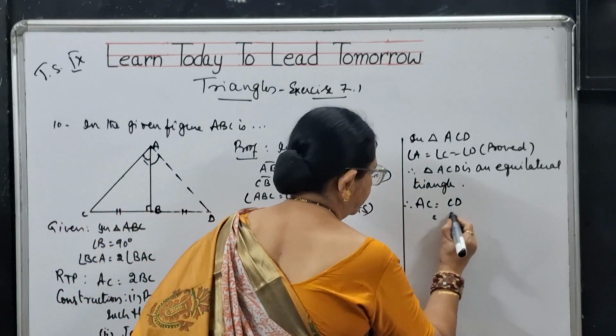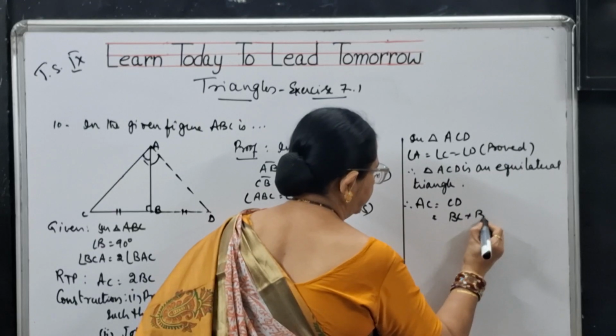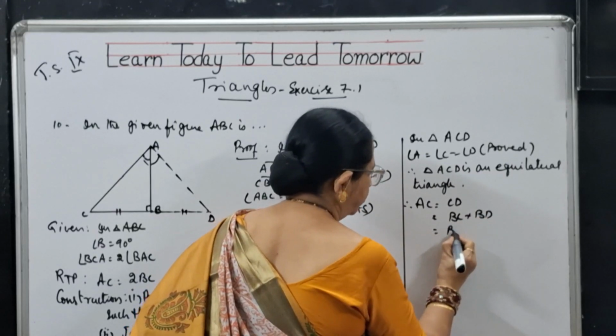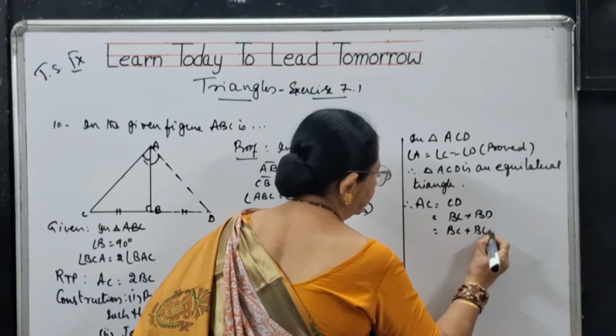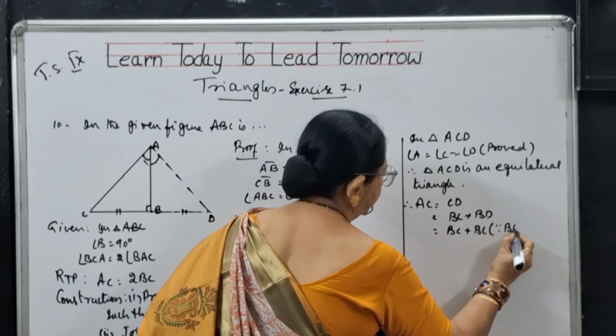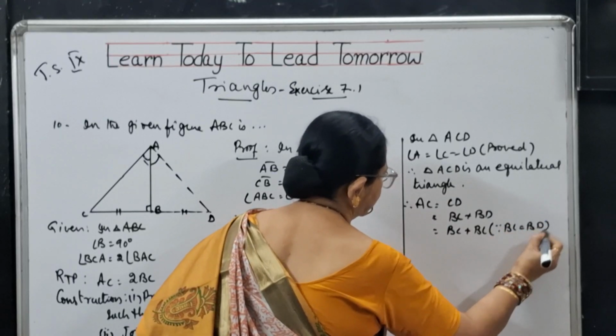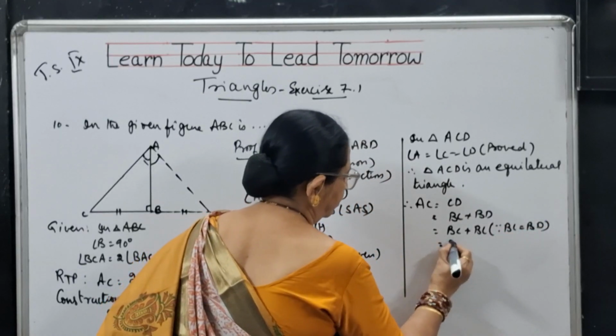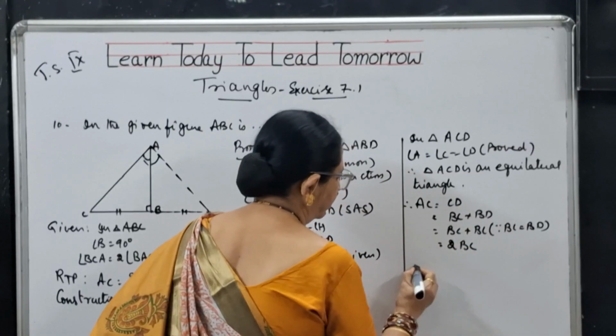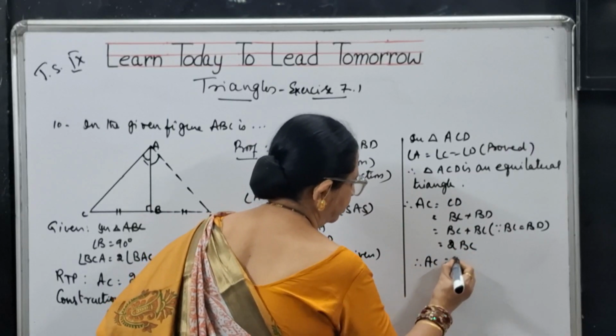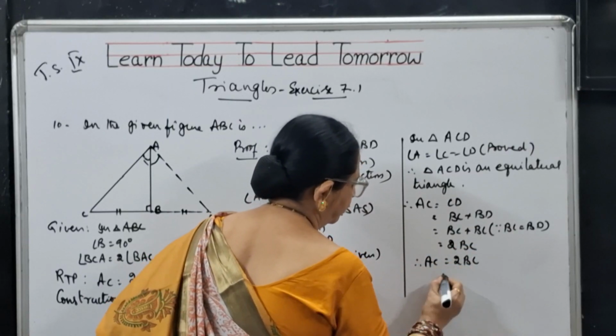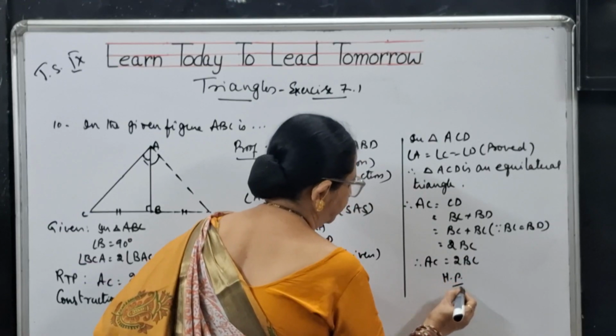It is nothing but BC plus BD. This is nothing but BC plus BC. Why? Because BC is equal to BD. This is our construction. So this is 2 times BC. Therefore, AC is equal to 2 times BC. This is the proof, children.